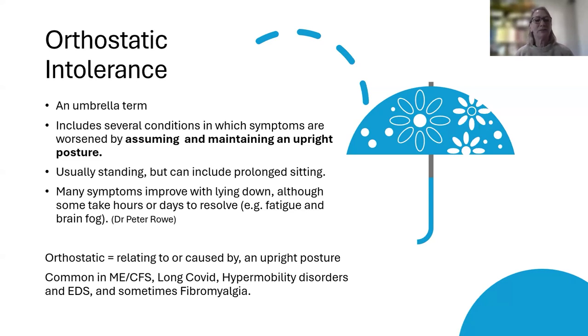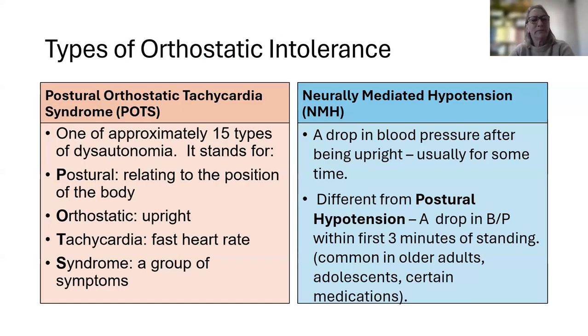So it's that upright position. And people usually improve with lying down, particularly if they have their feet up, although some symptoms can take hours or days to resolve, including fatigue and brain fog. So orthostatic is a word that means relating to or caused by an upright posture. And orthostatic intolerance, or OI, we'll talk about OI quite a bit, is common in ME/CFS and long COVID, hypermobility spectrum disorders and Ehlers-Danlos, and also can be seen in fibromyalgia as well.